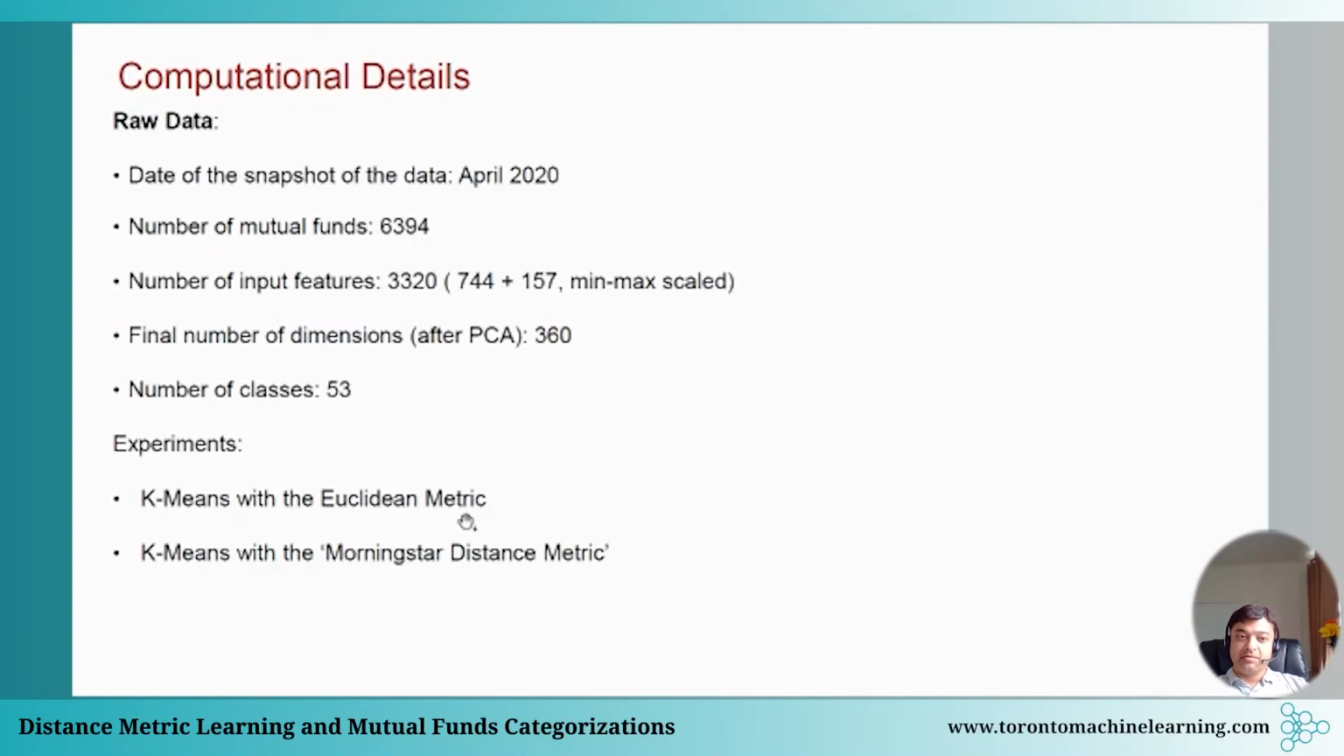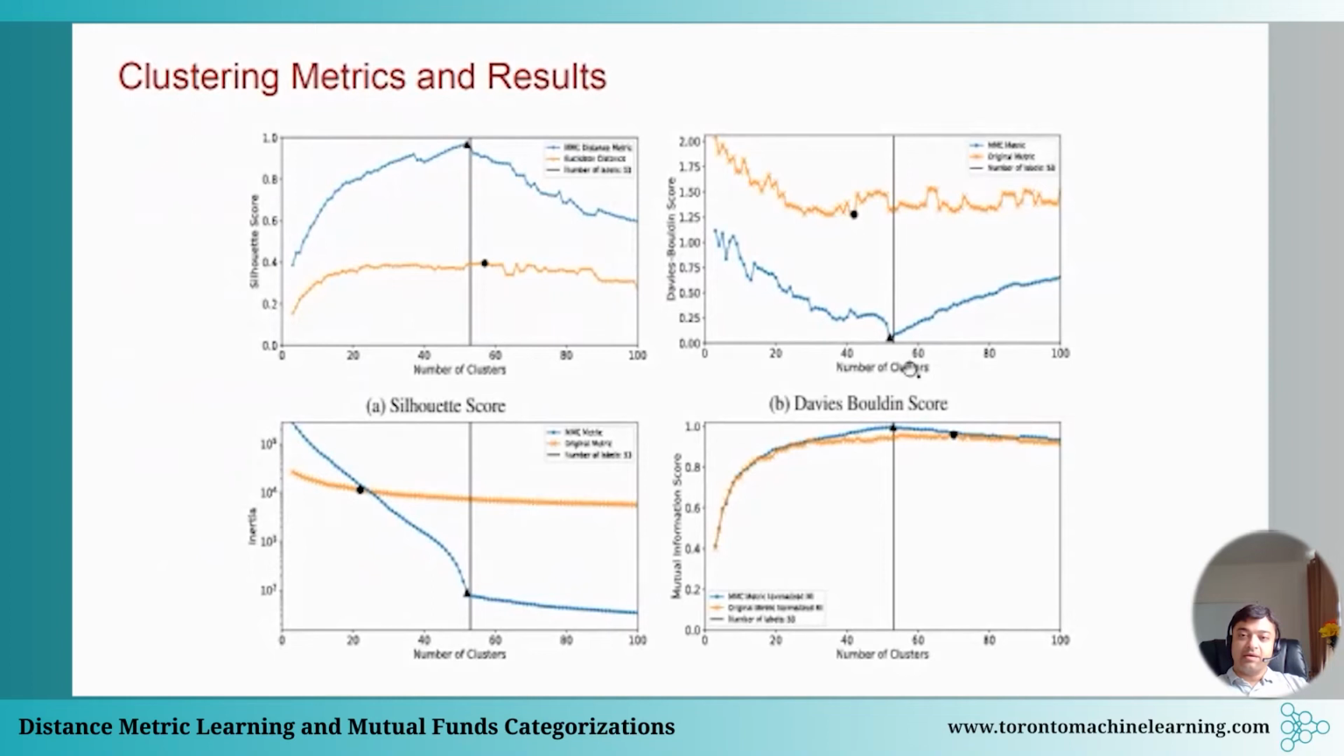And here is what I am comparing. I first want to do k-means with the Euclidean distance, which is what the previous researchers were doing. And next, I also want to do k-means, but now with the new distance metric that I learned using this Mahalanobis distance. And here are the results. The orange curve is showing the results for k-means using Euclidean distance. On the x-axis, I'm plotting the number of clusters, so k in k-means. And on the y-axis, I'm plotting different metrics: in the first plot, the silhouette score, then the DB score, inertia, and mutual information score.